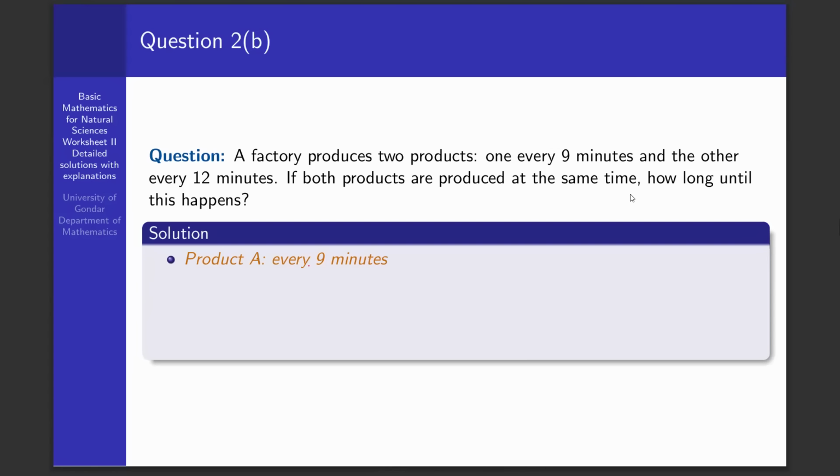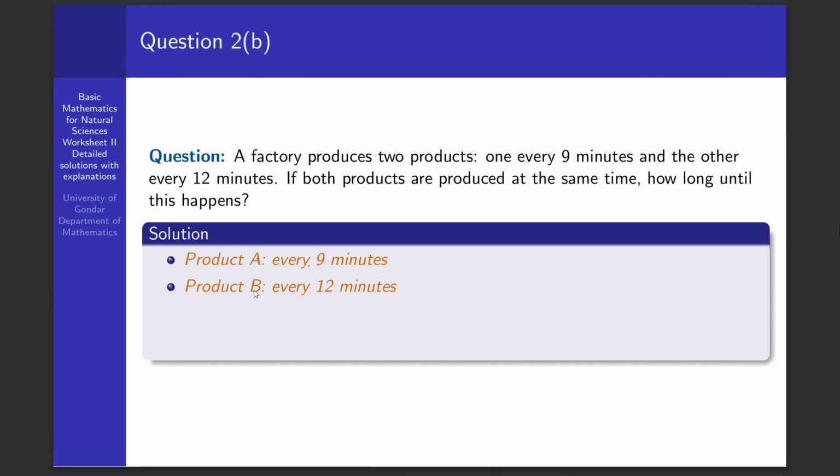Therefore, let us assume that the products are A and B. Product A, the first product of the factory, is produced every 9 minutes. And the second product, product B, is produced every 12 minutes. So we are asking the time needed to produce the two products A and B at the same time.